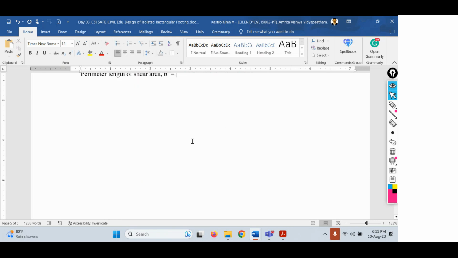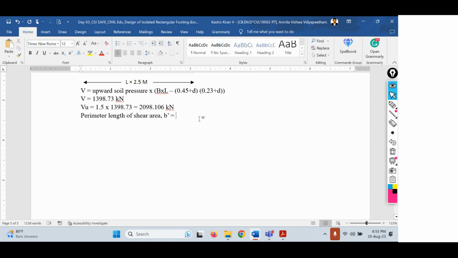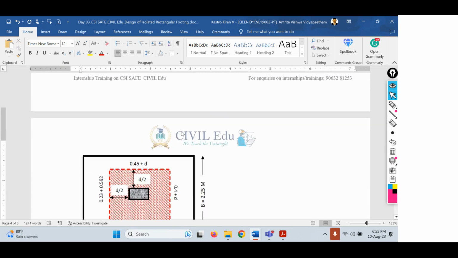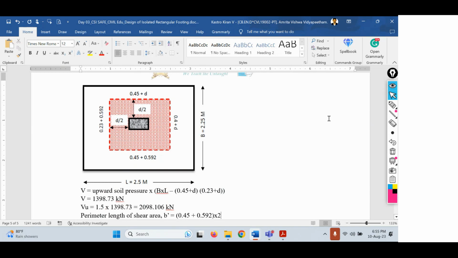So therefore, the perimeter can be calculated as 0.45 plus D, that is 0.592 along the length, into 2, because we have two sides. So this is along one side, and this is along another side. Now we have to make it along this side and also along this side.